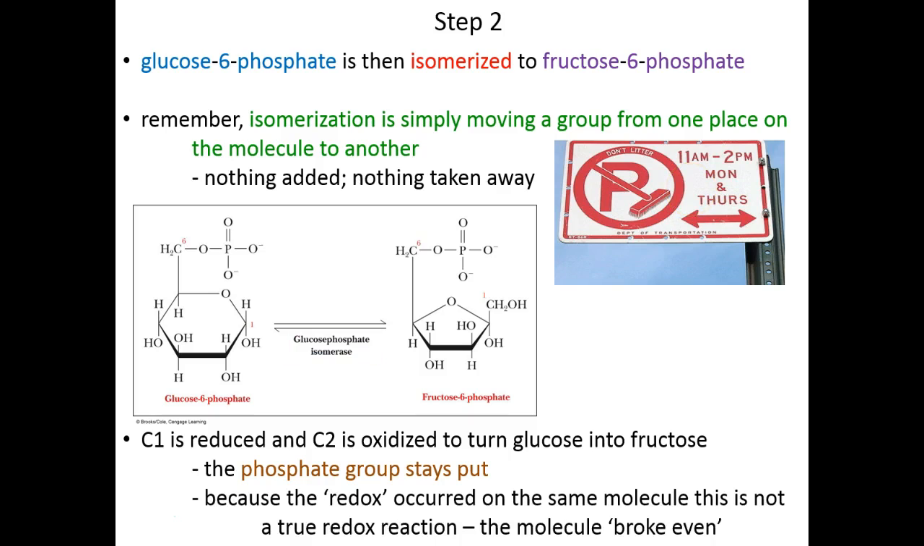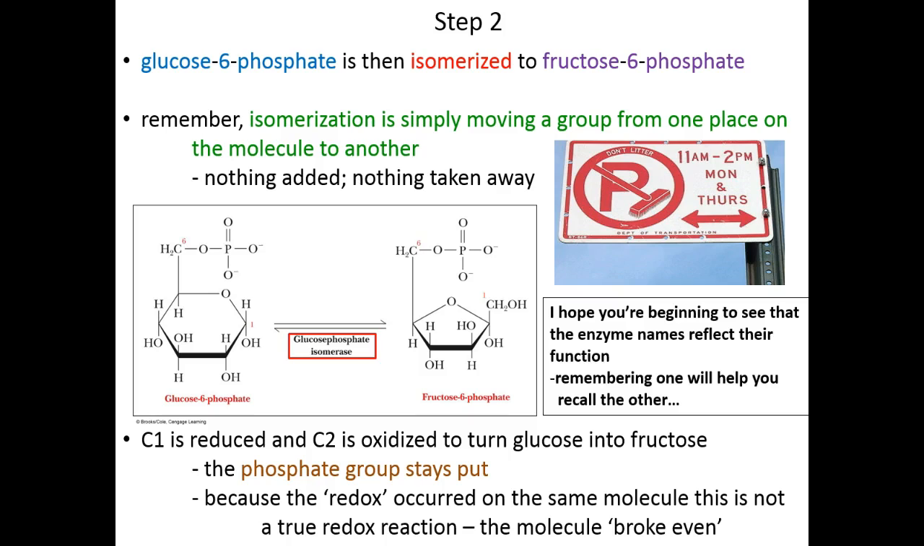Now, I've kind of alluded to it in step 1, but now I'll make it explicit here. The enzyme name for step 2 is glucose phosphate isomerase. Oh, it almost gives me goosebumps. Because if you think about it, what would be a wonderful name for an enzyme that isomerizes phosphorylated glucose? I don't know. Let me tap my chin. An enzyme that isomerizes phosphorylated glucose. Perhaps we should name it glucose phosphate isomerase.